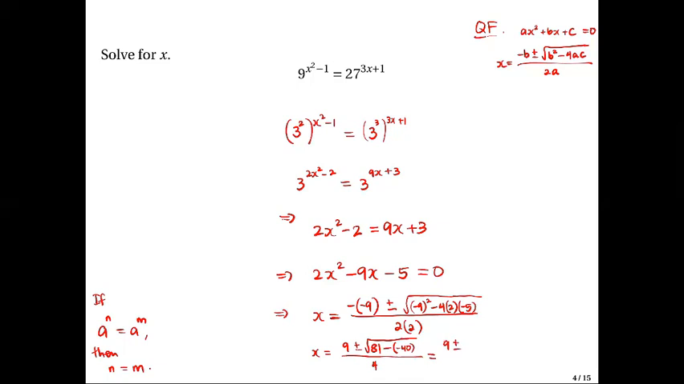Here you have 9 plus or minus the square root of 121 over 4. And 121, you get the square root of that. That's just 11. So in here, you will have 9 plus or minus 11 over 4. So in here, you will have 20 over 4, or 9 minus 11, that's negative 2 over 4. So if we simplify this, you have 5 or negative 1 half.